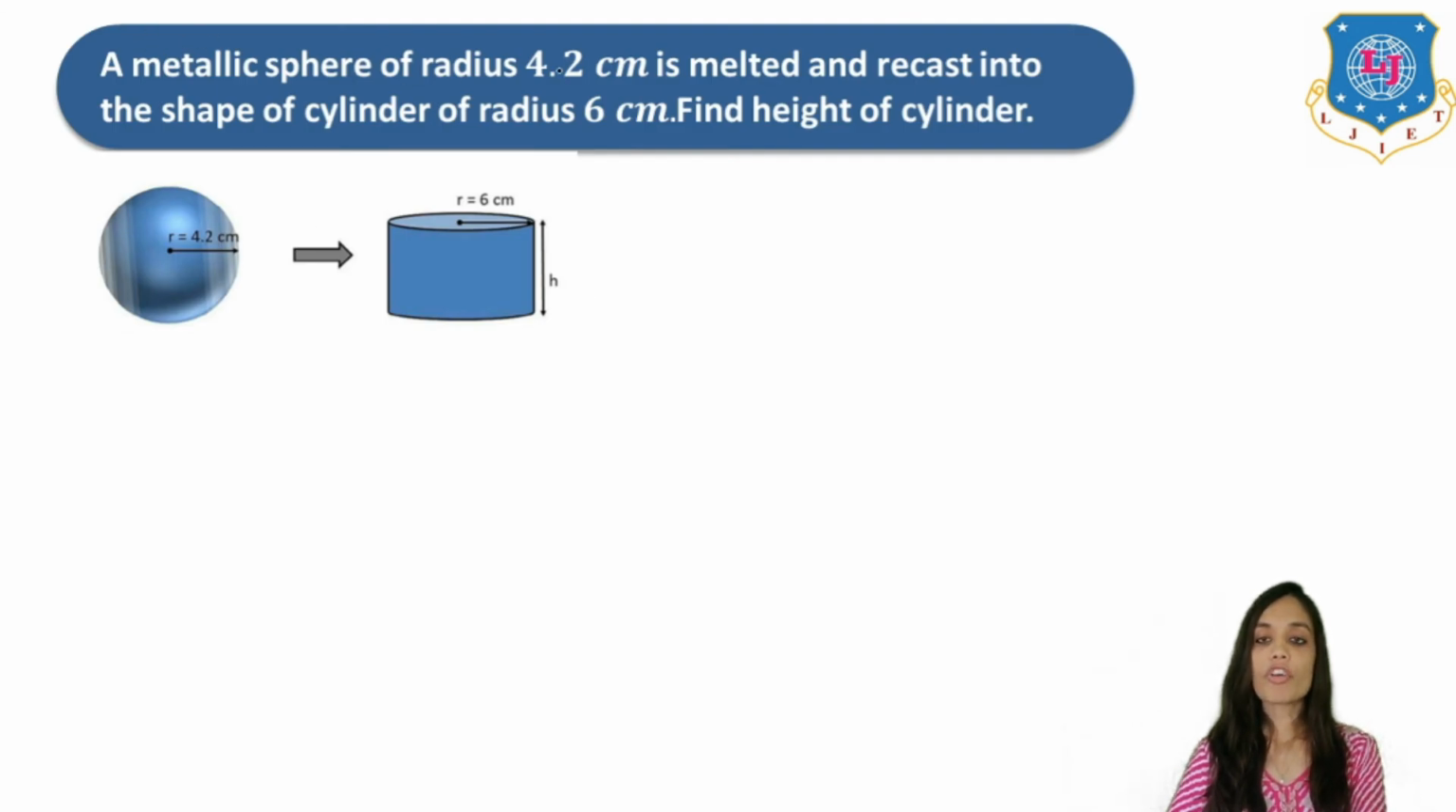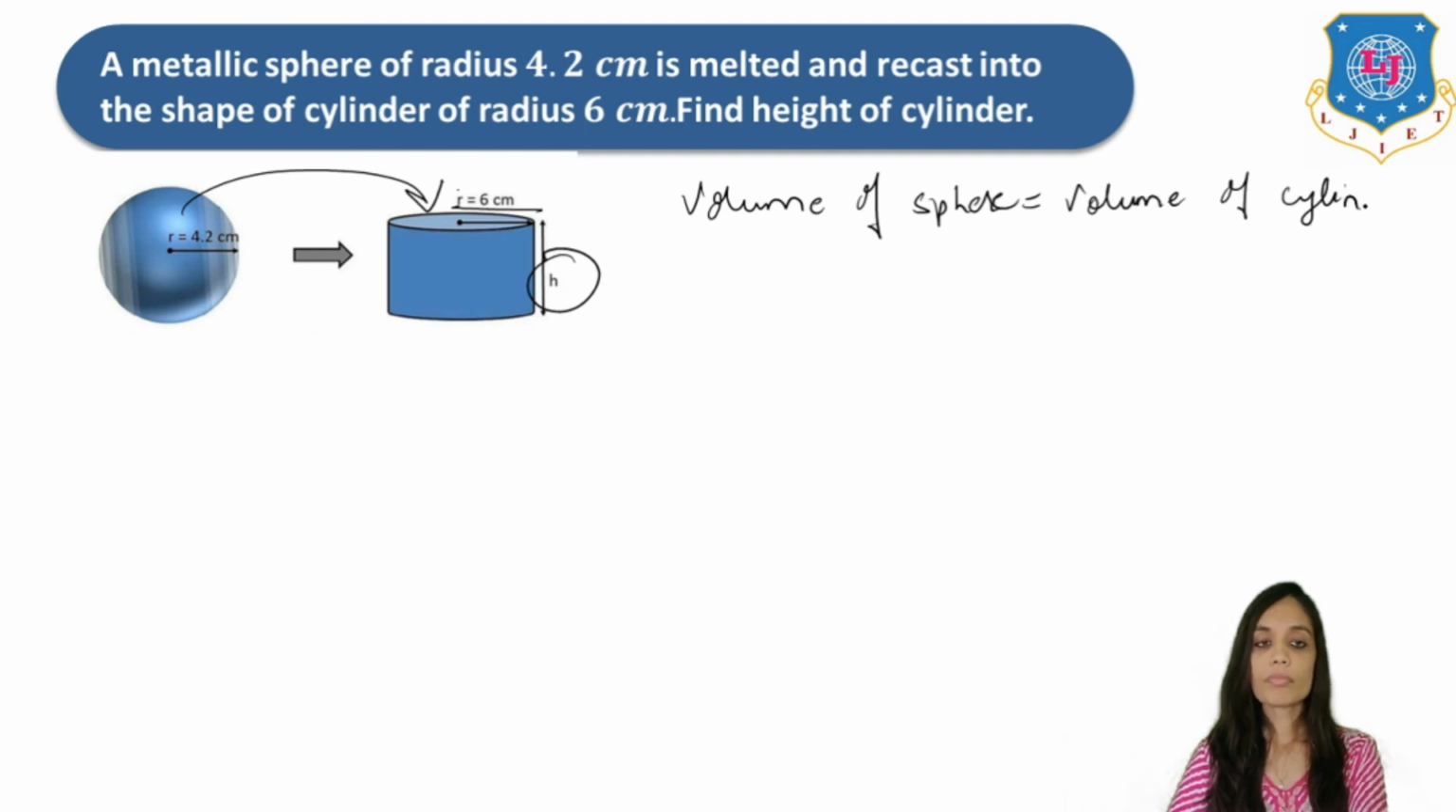A metallic sphere of radius 4.2 centimeter is melted and recast into the shape of a cylinder of radius 6 centimeter, and we have to find the height of the cylinder. So this sphere is melted and converted into a cylinder of radius 6 centimeter. So in order to find this height, what will I write? The volume of the sphere is equal to the volume of the cylinder.